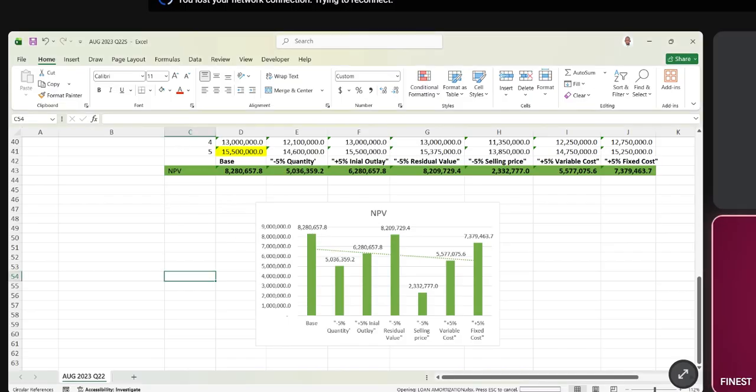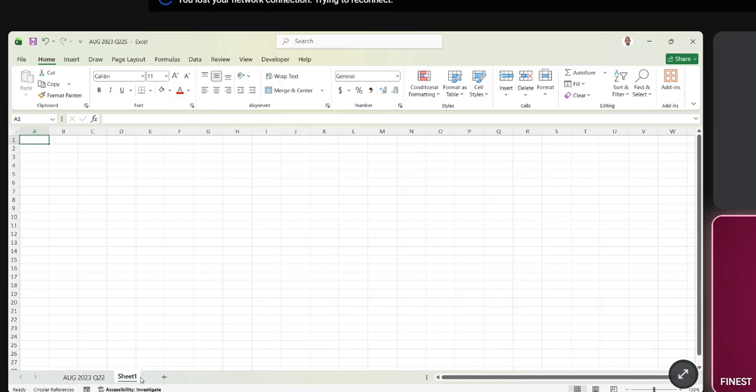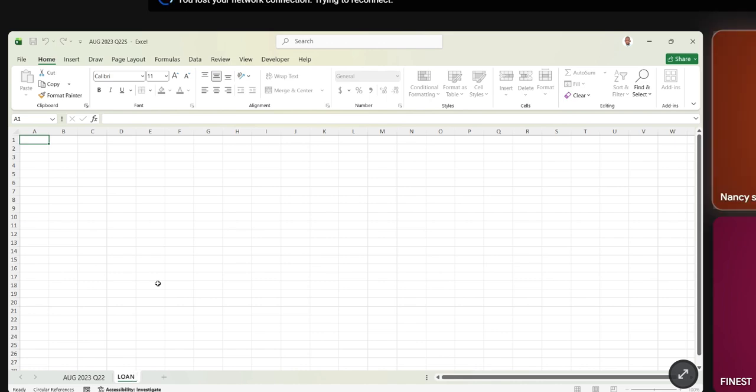Now, we want to do something very simple. You can add a tab here, you can add a tab down there, and call it loan amortization.